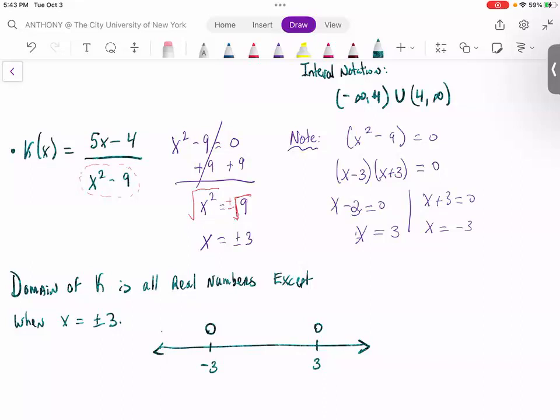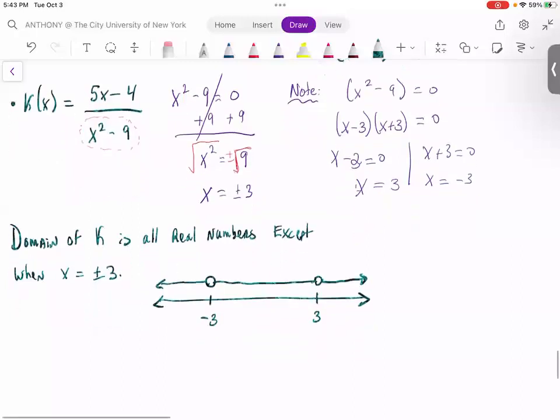So I'll have one segment here, which is to the left of negative 3. I'll have another segment in between negative 3 and 3. And then I'll have another segment to the right of 3. Give me 1 second. I pull it back just a little bit. So that's what our domain looks like, from a visual point of view, and now we write out the interval.